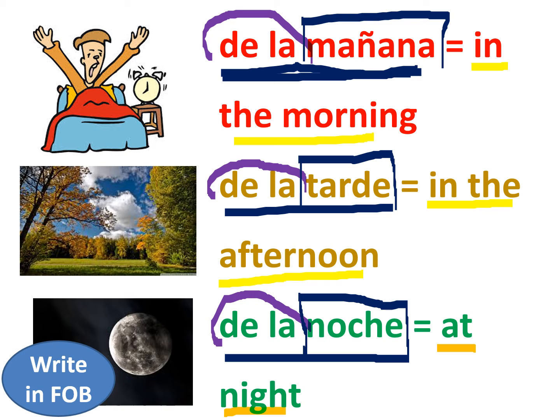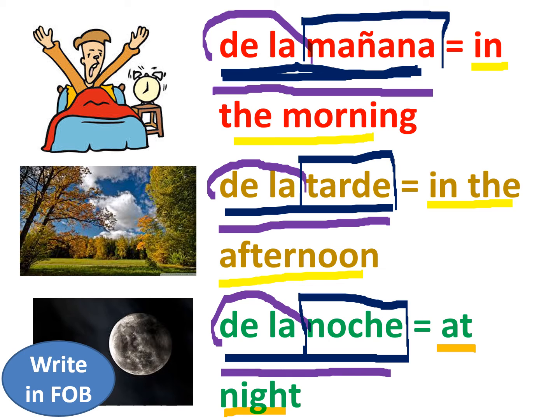I am going to ask you to write in the front of your book this vocabulary, and next to it you're going to write one sentence with de la mañana, just as I have done. Son las 10 de la mañana, it is 10 o'clock in the morning. Another sentence with de la tarde, son las 7:30 de la tarde, it is 7:30 in the afternoon. And another one for de la noche, it is 10 o'clock at night. Son las 10 de la noche.